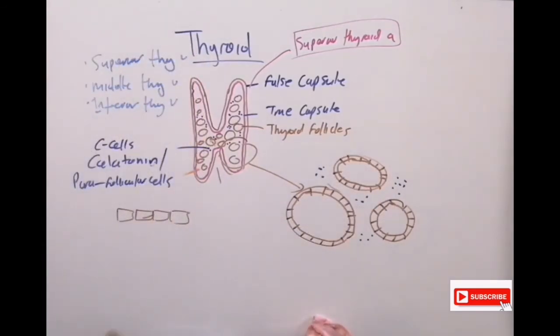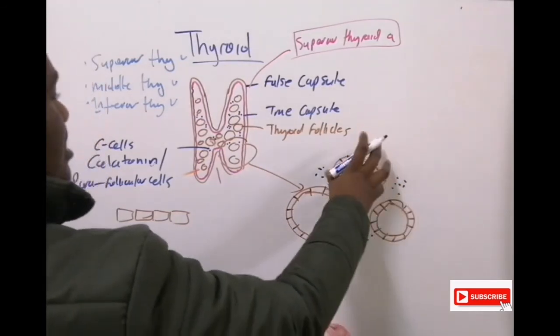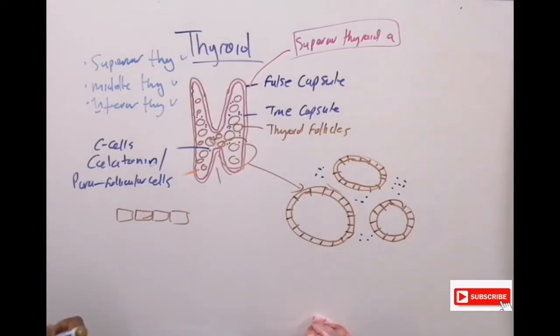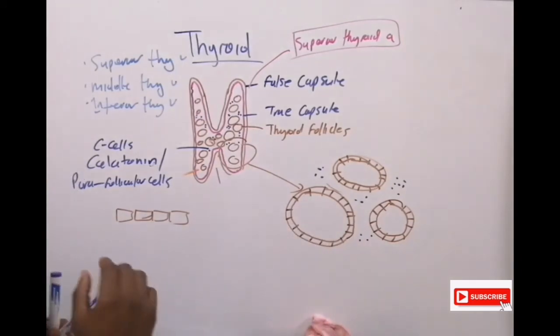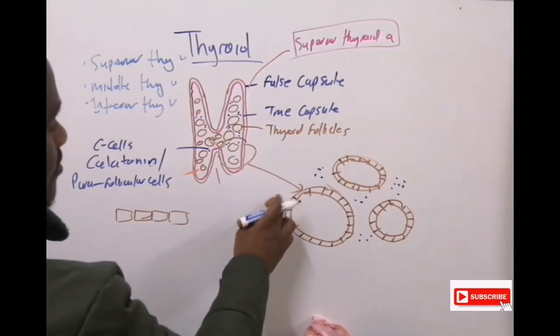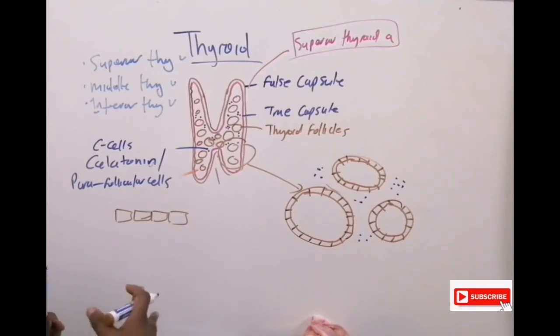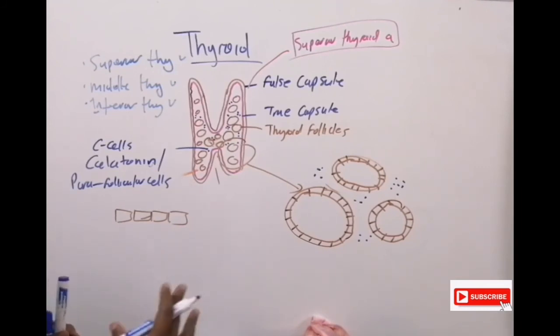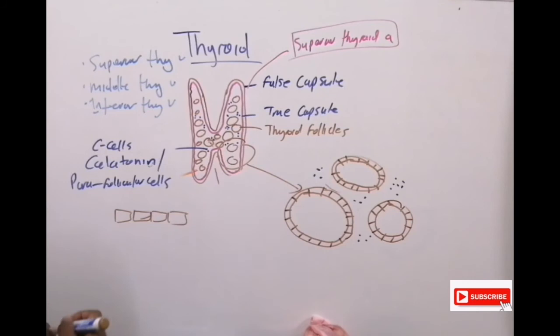So, this is one thyroid follicle, this is another thyroid follicle, and this is another thyroid follicle. These thyroid follicles are arranged so there's one layer of cells. And when you've got one layer of cells, it's easy for stuff to move from this side to the other side, unlike when you've got multiple layers of cells, where it becomes difficult. The reason for having a simple epithelial cell is to allow stuff to move from this side to the other side.